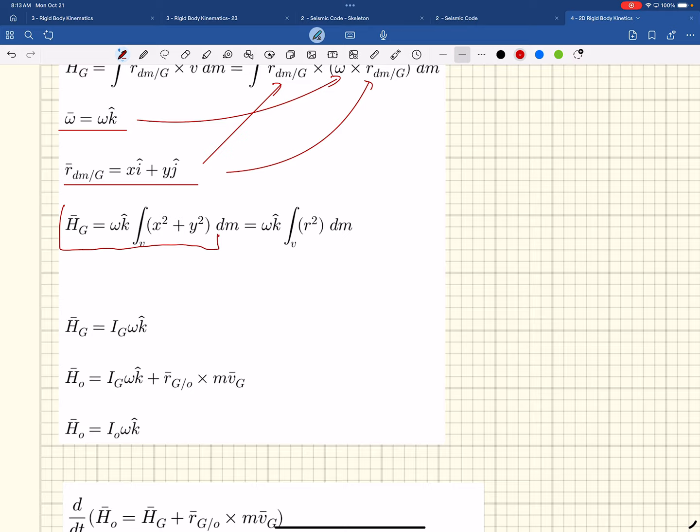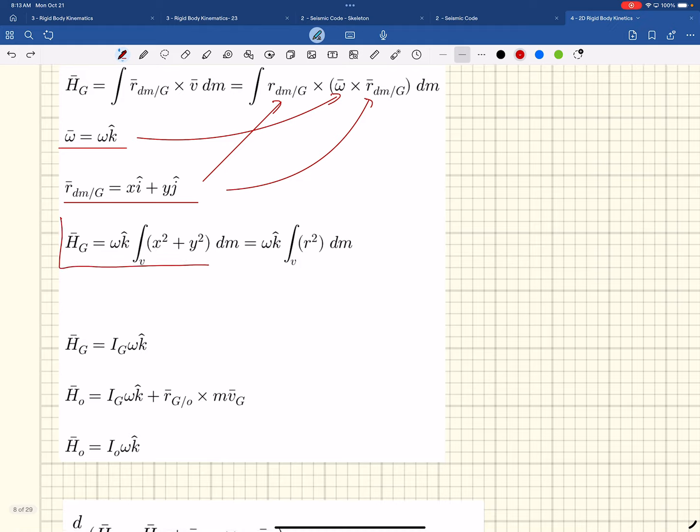What I get is this. My angular momentum about its own mass center is this, where I integrate x squared plus y squared dm. And if you think of the Pythagorean theorem, x squared plus y squared is just r squared. It's the hypotenuse squared, right? We could write this slightly different, and this is what we got right here. x squared plus y squared is just r squared, right? And then does this look familiar in any way? r squared dm. What's r squared dm?